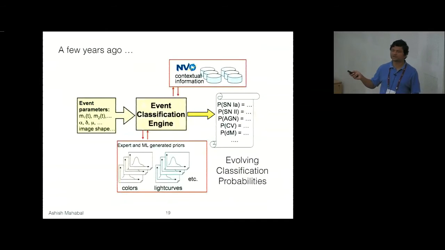So this is how the picture used to be long back, several years ago, when NVO was around. So you had a few event parameters and you got an event classification engine, and then you had some prior information that you fed in and some contextual information. And what you wanted was not hard classification, but soft classification, where you could attach probabilities to all different classes. You don't want to say that this is this for sure, but you can say that this is 99.999%, but maybe 0.001% is these classes also, which you can then update based on the new information that you can get. And so that feedback is very important.